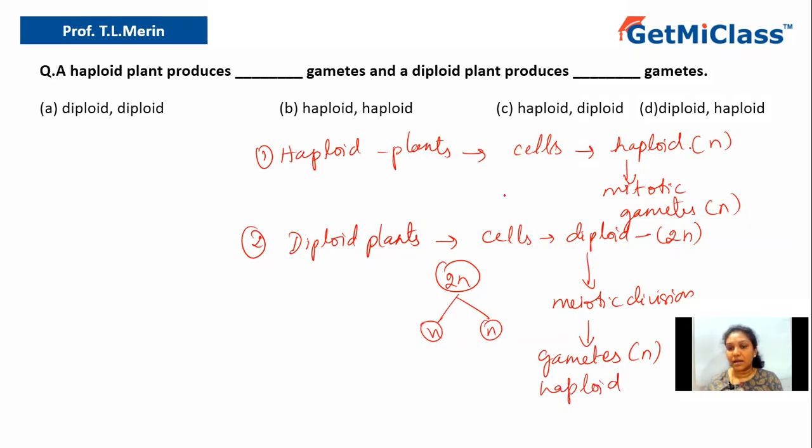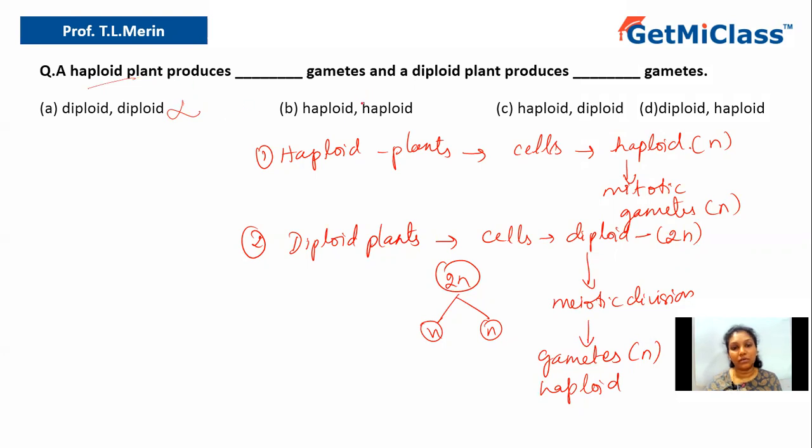Hence you can see that whether it is haploid plant or diploid plant, in both cases you get haploid gametes only. So let us look at the question again. The question says the haploid plant produces dash gametes. So what gamete? Haploid gametes. And the diploid plant also produces what? Haploid gametes. So the options, let us see. Option A says diploid diploid, which is totally wrong, because the plant itself is haploid. How can it produce diploid gamete?